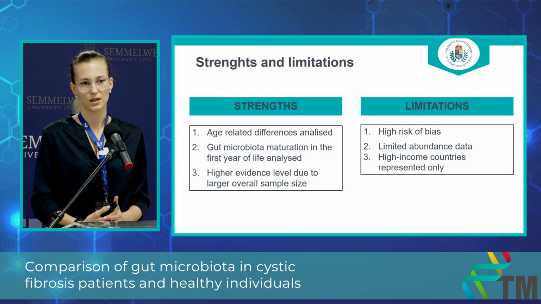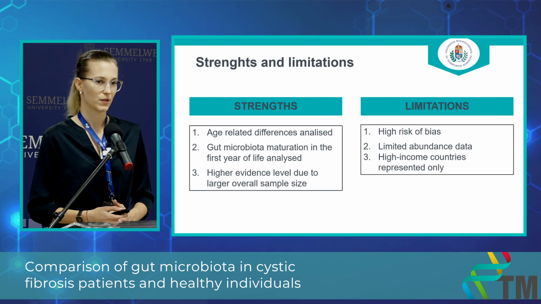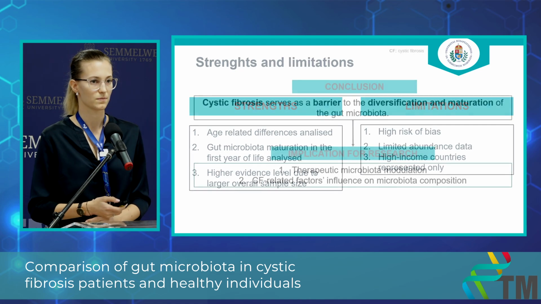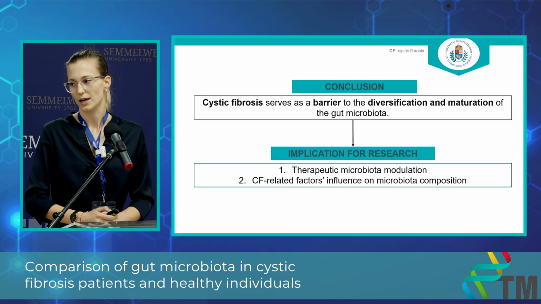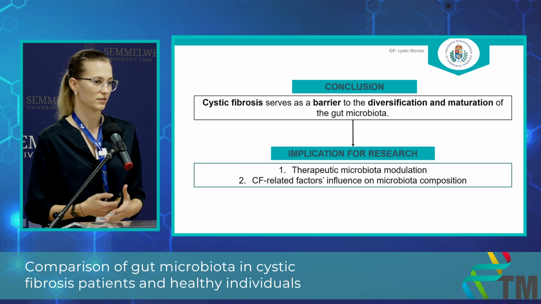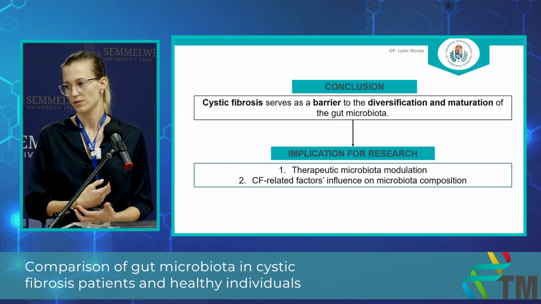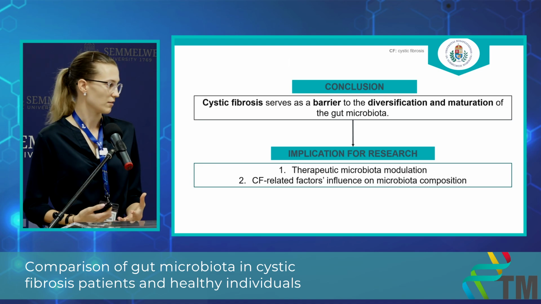Our limitations are the high risk of bias of the included articles. We only have limited data on abundance, and we could only include articles from high-income countries. So in conclusion, I can say that CF serves as a barrier to the diversification and maturation of gut microbiota.